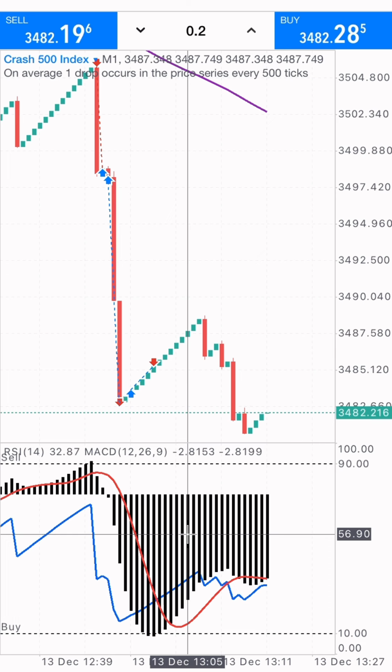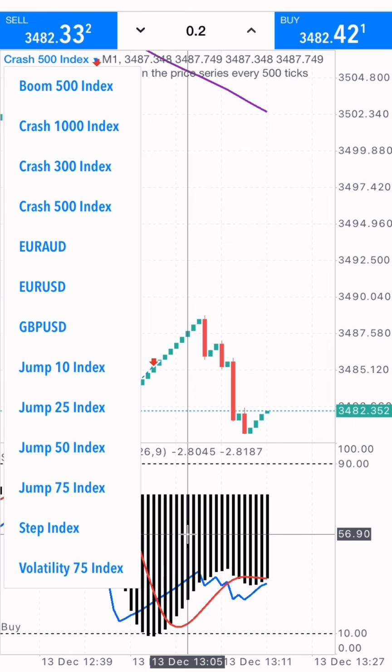But we're seeing that the MACD is on a downtrend, and when the MACD is on a downtrend, that's not the best time to enter into the market. Only when the MACD is on an uptrend, right? So what I'm going to do is to go over to the Boom 500 index and see how I will be able to take advantage of the price movement on the market, right?